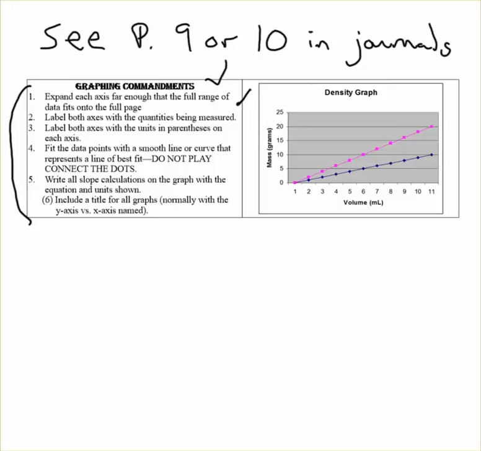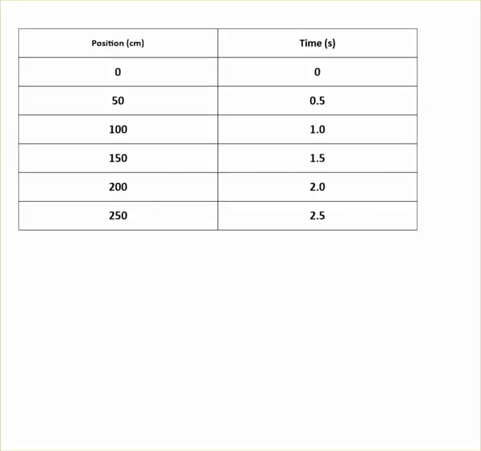And let's go ahead and assume that you have collected some data that looks a little bit like this. So notice that there is a position column and a time column in my data table. And apparently my ball rolled past the 50, 100, 150, 200, and all the way to the 250 centimeter mark in these time intervals. And so we want to represent this data with a graph of position versus time.